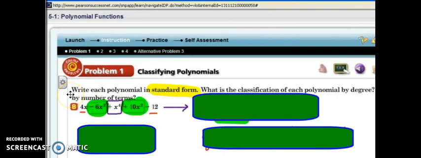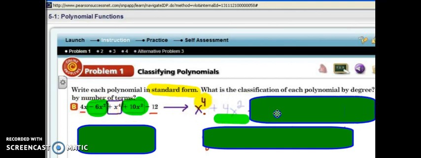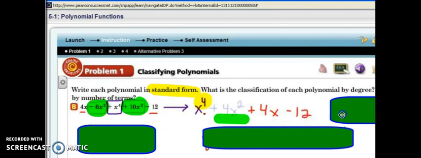So in problem 1b, we're just going to write this in standard form, then we're going to classify it by the degree and number of terms. And if you notice here, we only have 1 x to the 4th. So I am going to write x to the 4th. But then I notice I have 2 quadratic terms. I have negative 6x squared and I have plus 10x squared. So I'm going to combine those. The operation goes with the number in front of it. So I have negative 6 plus 10 is 4x squared. 4x doesn't combine with anything, so I got 4x. 12 doesn't combine with anything, so I got 12.